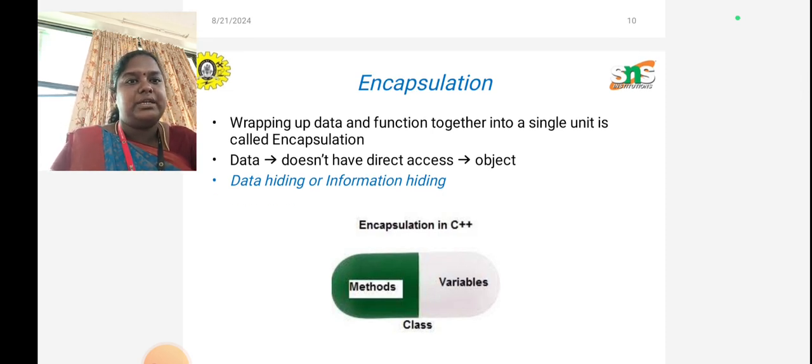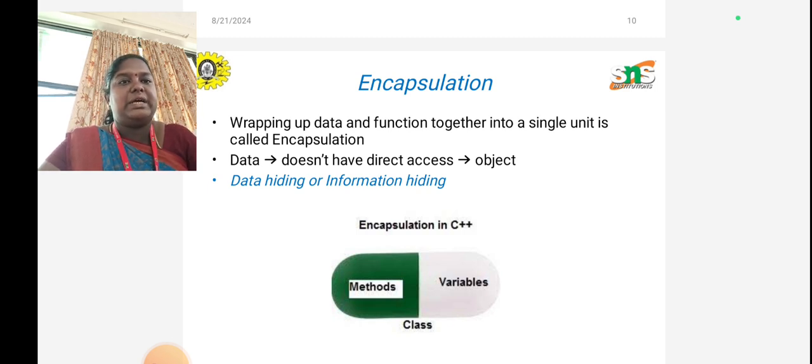Encapsulation means wrapping up data and functions together in a single unit. Data doesn't have direct access; through an object it will be accessed. Data hiding and information hiding is encapsulation. Here, methods and variables inside the class are encapsulation. Wrapping up data and functions together in a single unit is called encapsulation.